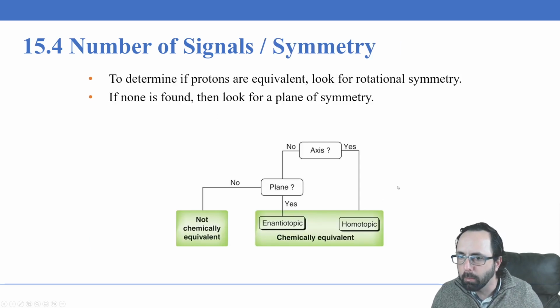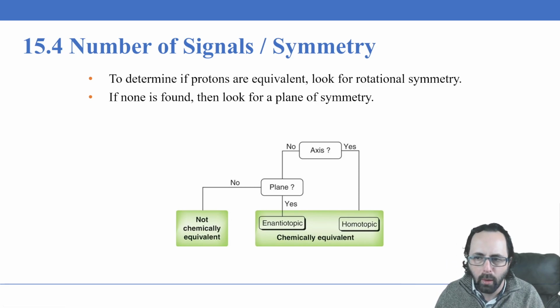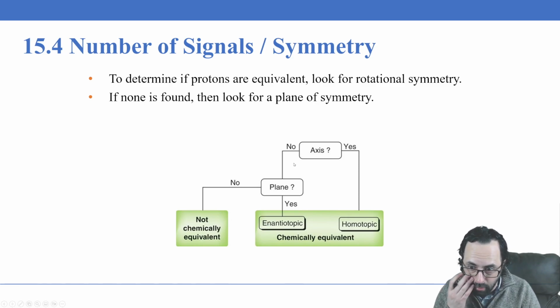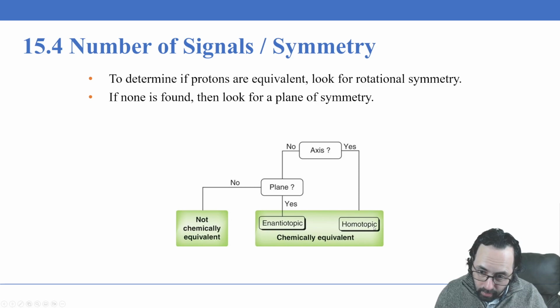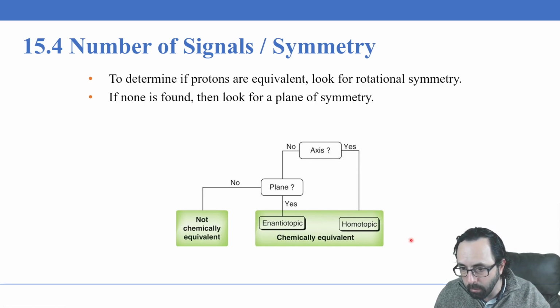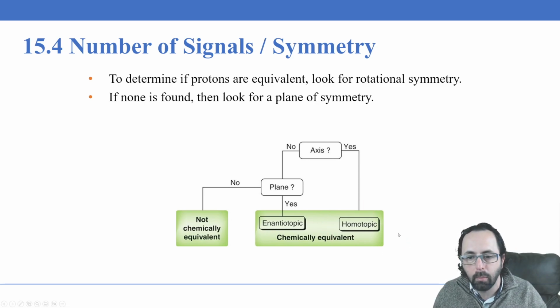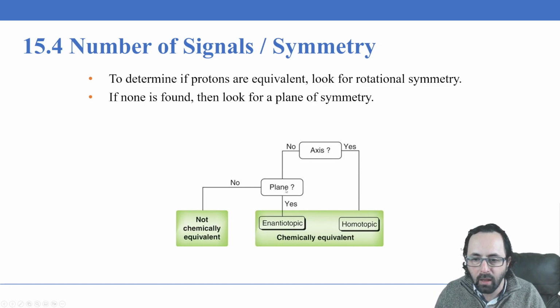So if you want to determine if the protons are equivalent, one way is to look for rotational symmetry. If you can find a rotational axis such that when you rotate it 180 degrees, you get the same molecule, then the two hydrogens you would be looking at, or any of the hydrogens you're looking at, will be homotopic.